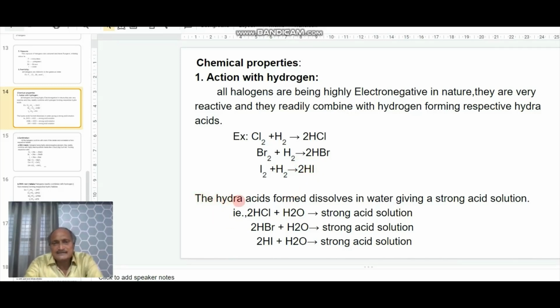The hydra acids formed dissolve in water, giving a strong solution of an acid. For example, when water is mixed with hydrogen chloride, a strong solution of hydrogen chloride is formed. When hydrogen bromide is mixed with water, a strong solution of hydrogen bromide is formed. Similarly, a strong solution is formed when water is mixed with hydrogen iodide.